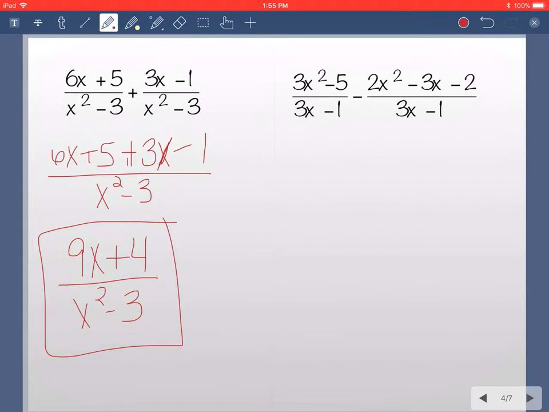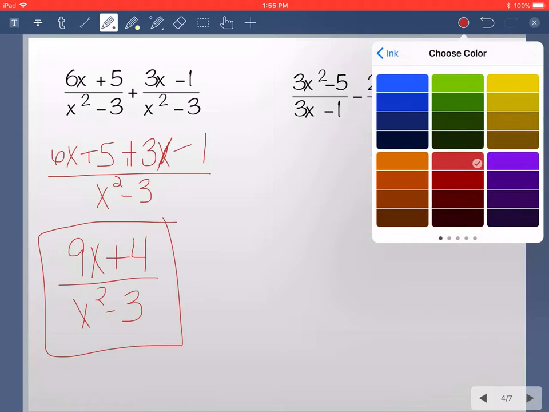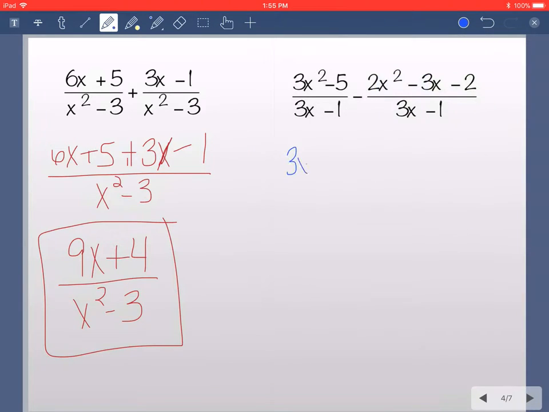This next one is a little trickier. So 3x squared minus 5 over 3x minus 1 minus 2x squared minus 3x minus 2 over 3x minus 1. This one's a little trickier because you have to distribute your negative. So first we can write it as one fraction since we already have a common denominator. So we can say that it's 3x squared minus 5 minus 2x squared minus 3x minus 2 over 3x minus 1.